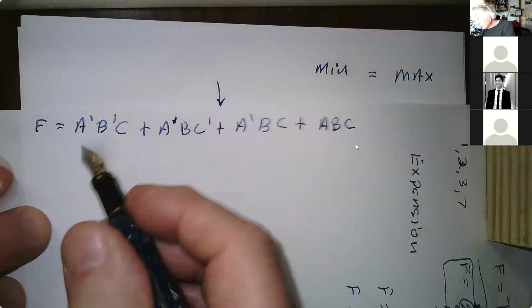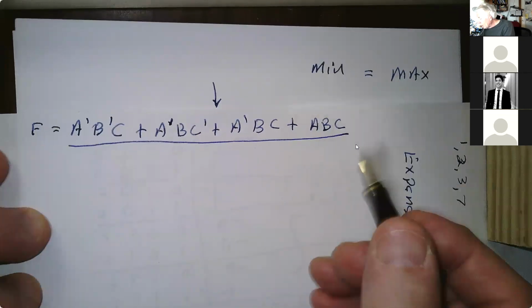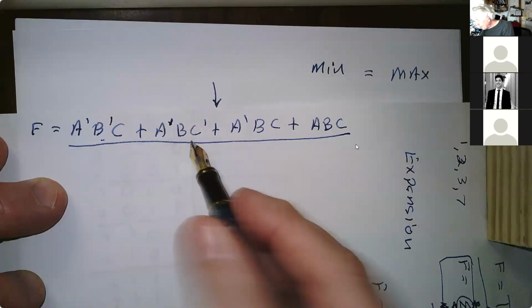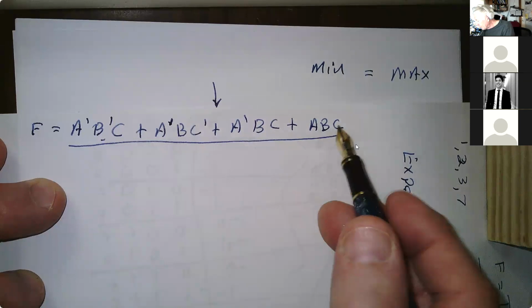But for now, I'm just going to leave it in this form. So that is my solution. Now, what would that look like? Well, this is an AND gate. That's an AND gate. That's an AND gate. And that's an AND gate. In this case, all these AND gates are going to have 3 inputs.